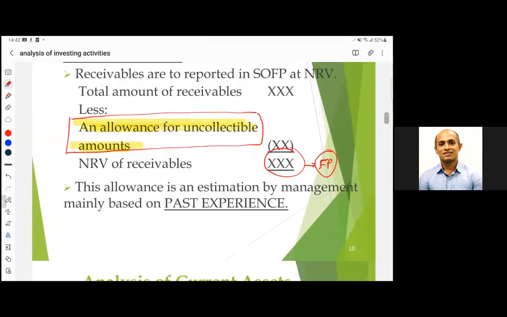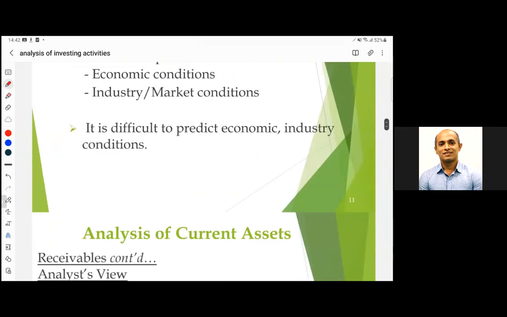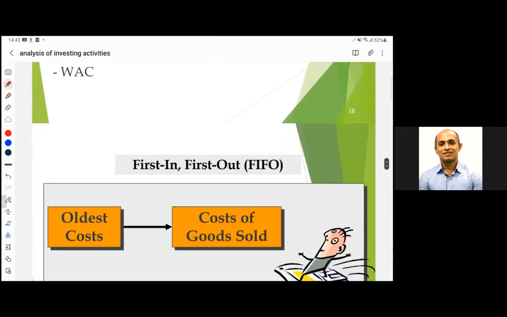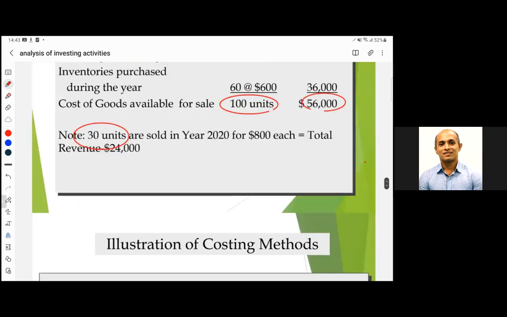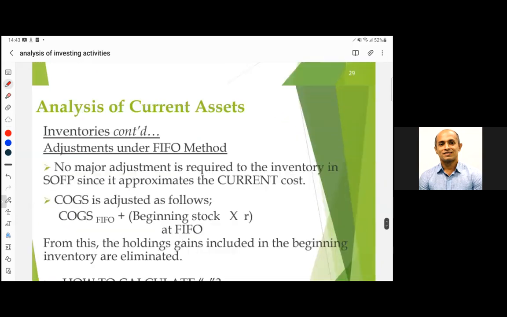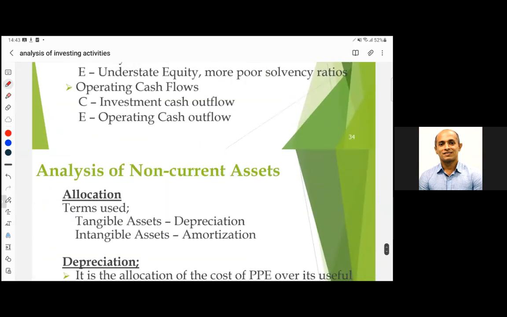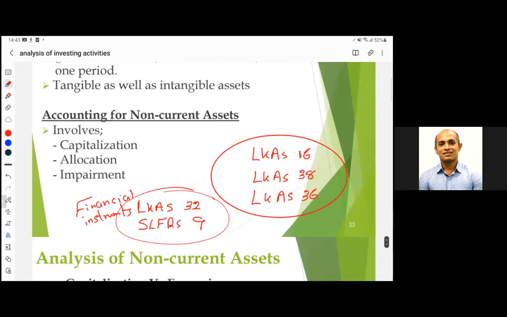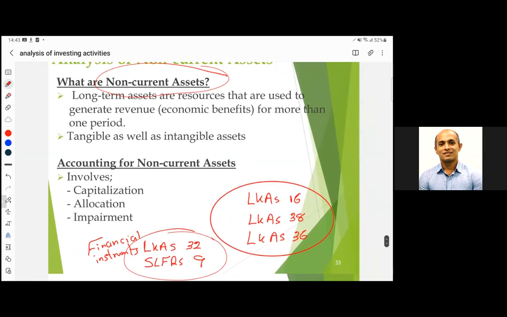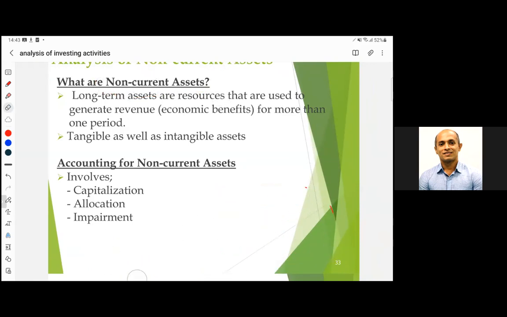Now let's see the last part of the lesson. We have done analysis of 3 current assets. Then we'll move on to non-current assets. So I asked you to read these accounting standards. So you should have read before. Right. So you have the idea.